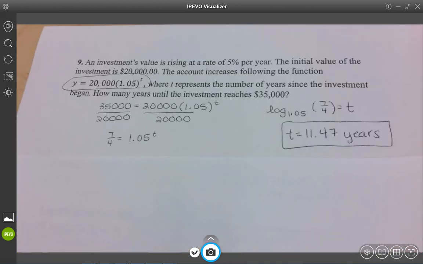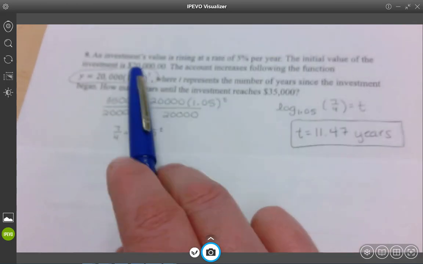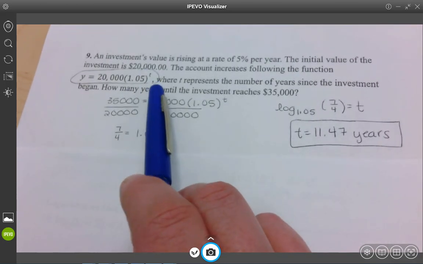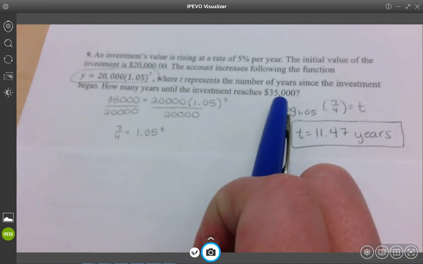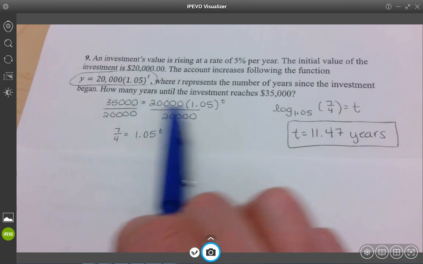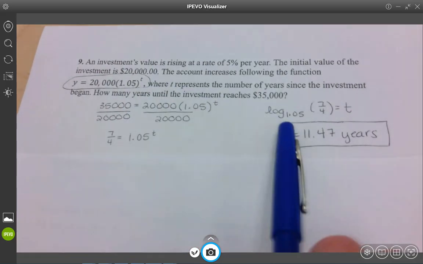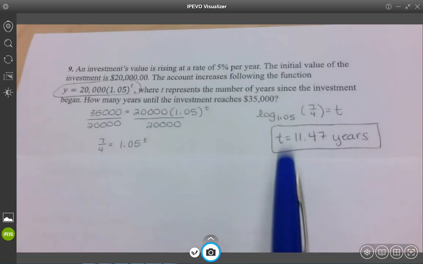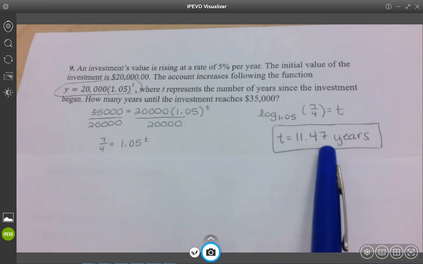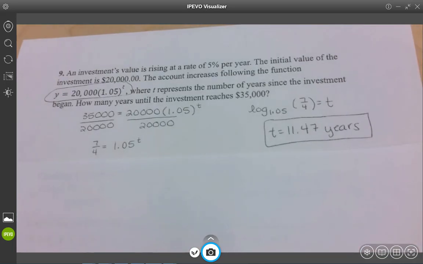All right. So just for the purpose of the recording, I'm going quickly through this one. It's about an investment whose value is rising at 5% per year. The initial value is 20,000 and we want to find the time until it reaches 35,000. So I put 35,000 for the end amount and then the equation already gave me the rest of this. Dividing by 20,000 and then rewriting as log base 1.05 of 7/4. And that gives me my time of 11.47 years. So problems that we solved before just to find the end amount of money, now we're able to solve them for the time. And you'll do that in your project as well.